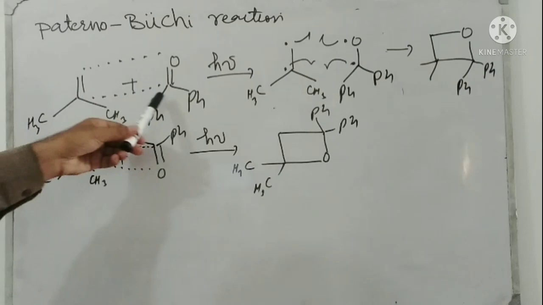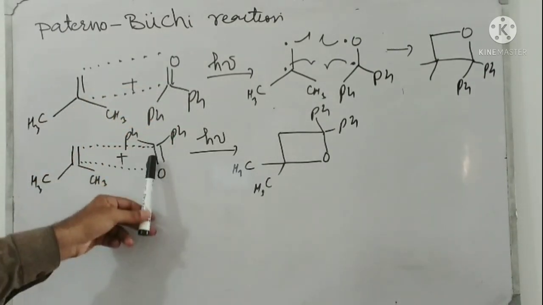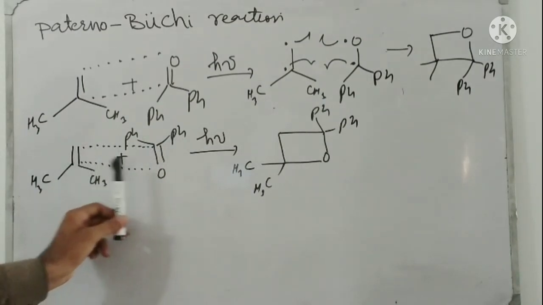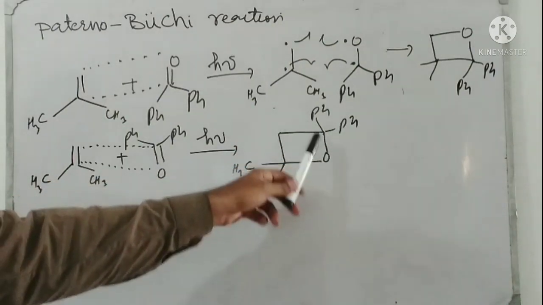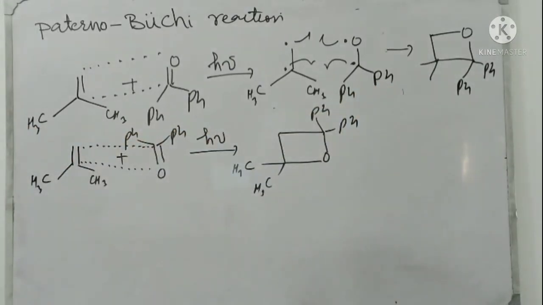Vice versa, if we flip this carbonyl compound like this, and this carbon and this carbon make the bond, and this carbon and this carbon make the bond, we get this type of oxetane derivative. So this product is different from this product. So which one is the major product? The question is, which one is the major product?